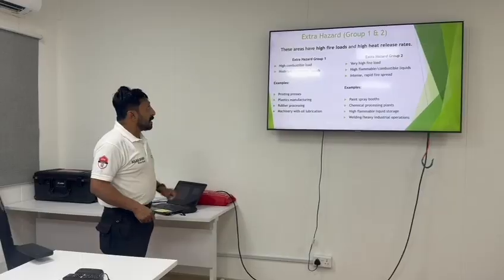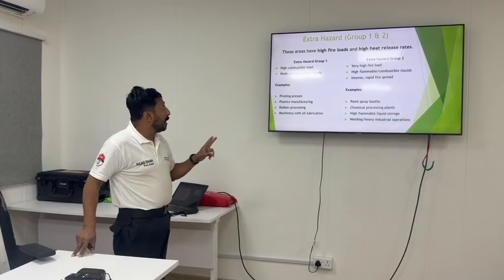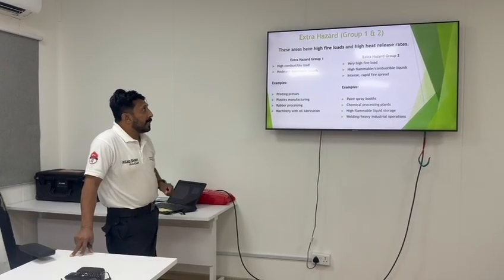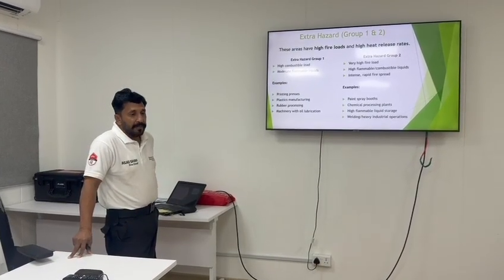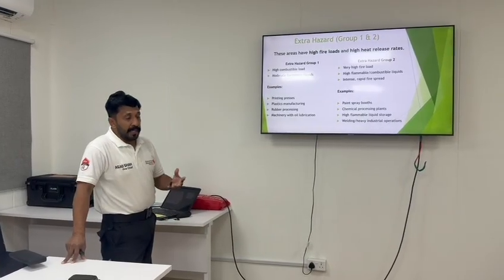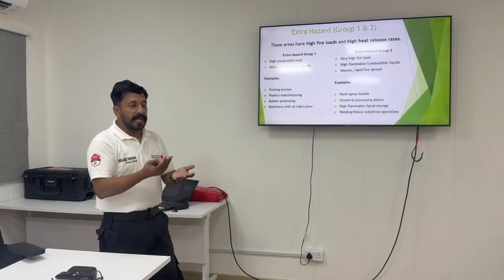The third one is the extra hazard group. Yes, there are another 3 groups in this one. These areas have high fire loads and high heat release rates. When there is a high fire load, it means that when the fire erupts, it will grow speedily, and then there will be heat release.